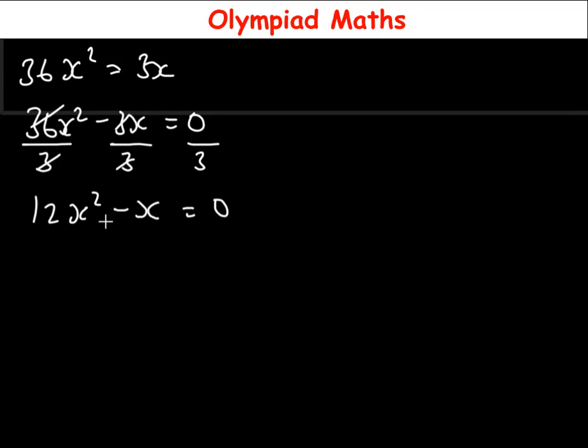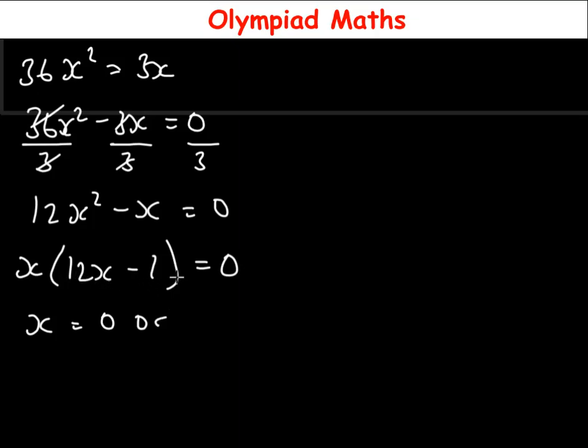Now, there's a common factor right here, which is x. So x is common right here. So factorize out x from 12x squared, you have 12x, minus x from x, you're going to have 1, then is equal to 0. So with this, at this junction, x is equal to 0 or 12x minus 1 is equal to 0, okay?